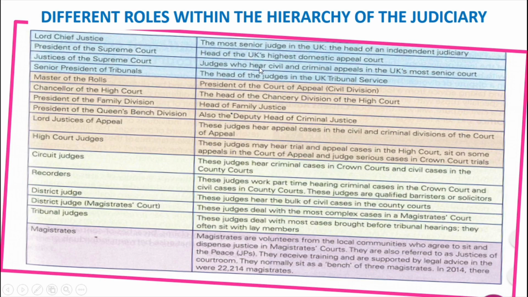These are judges who hear civil and criminal appeals in the UK's most senior court, which we'll learn about later on in this session. President of the Supreme Court. This is the head of the UK's highest domestic appeal court. And right on the top of the hierarchy is the Lord Chief Justice. This is the most senior judge in the UK, the head of an independent judiciary.